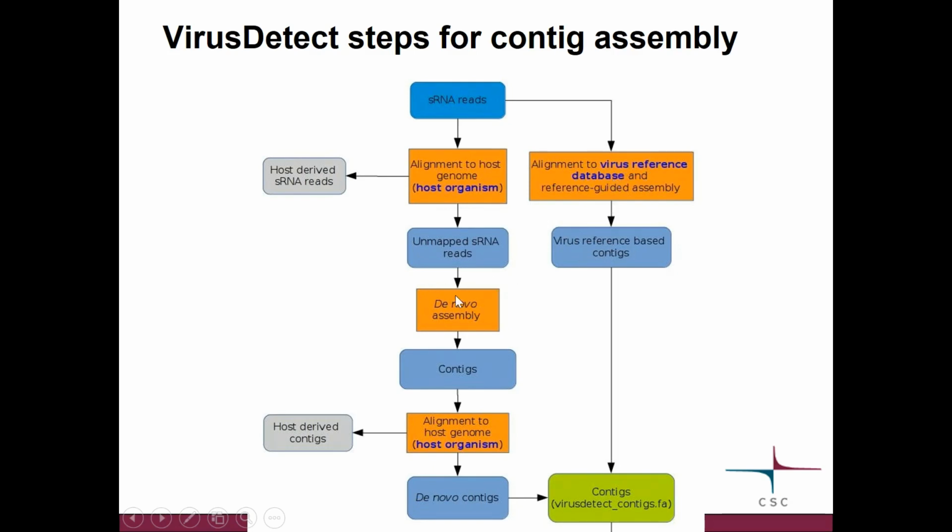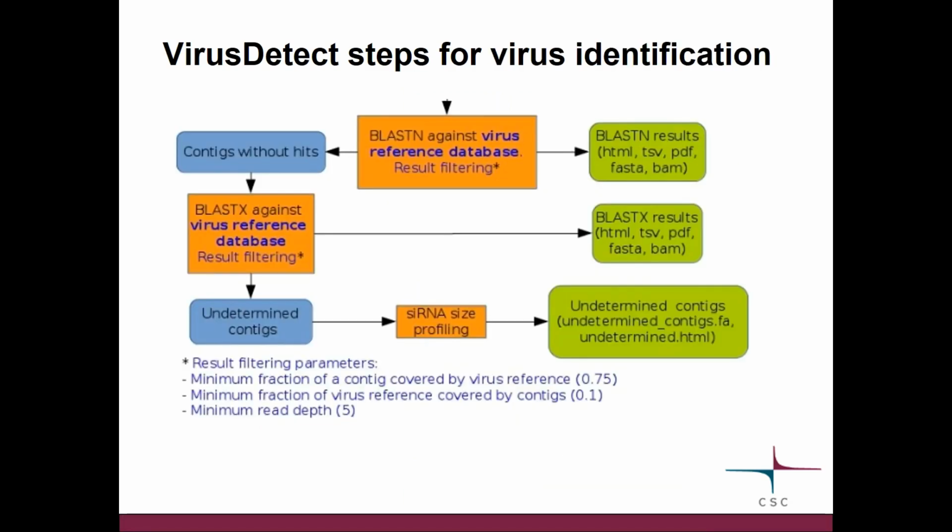And on this side, before the de novo assembly, the reads are cleaned so that the host-derived small RNA reads are removed, and the rest is used for the assembly, and the contigs are also cleaned, and then the final set is combined with this other set obtained in a different way from the same reads, and the redundancies are removed, and you end up with your final set of contigs.